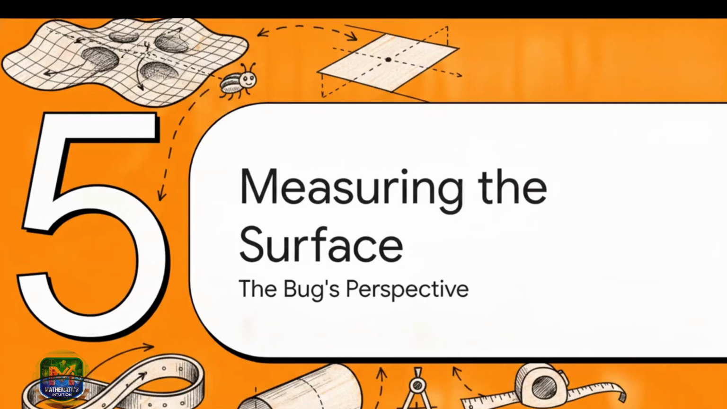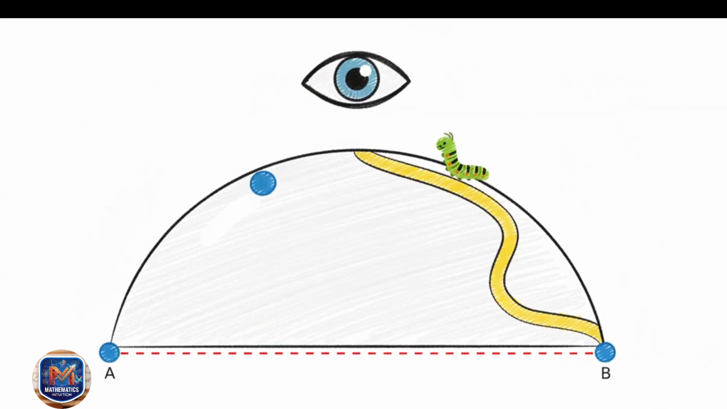Finally, part 5, measuring the surface, the bug's perspective. We've defined surfaces, mapped them with atlases, built tangent planes, and figured out if they even have two sides or just one. Now, how do we actually apply all these tools to measure things in our 3D world? I want you to imagine a stark contrast between a 3D observer and a bug. An observer, just floating in space, measures the distance between 2 points on a curved surface by just drawing a straight line, cutting right through the empty space between them.